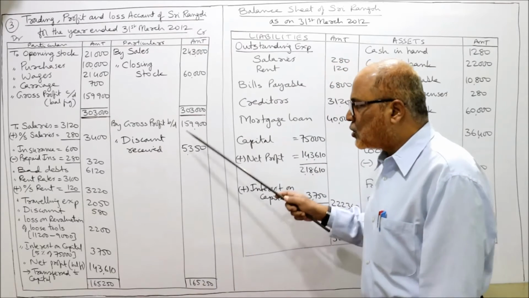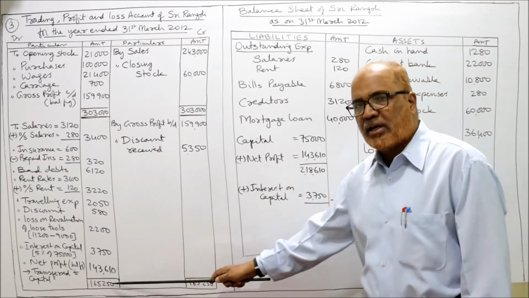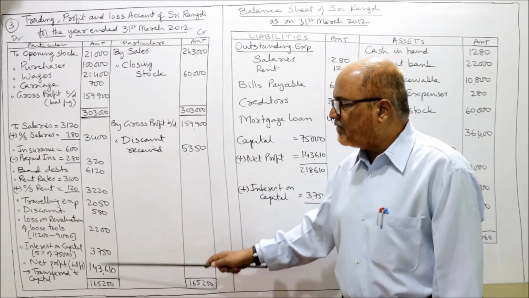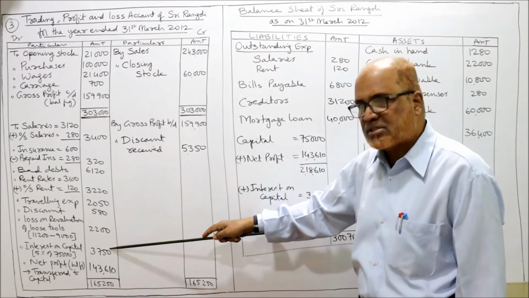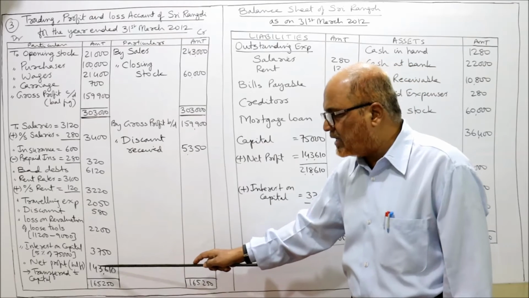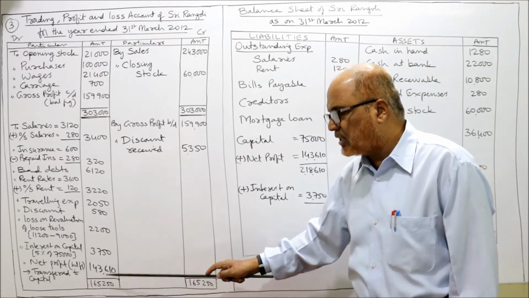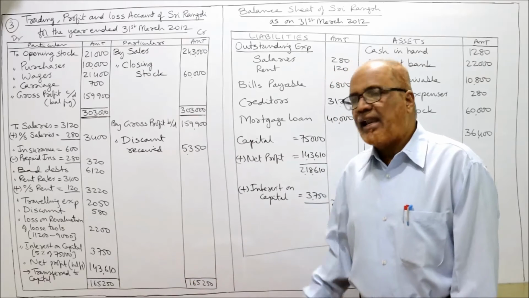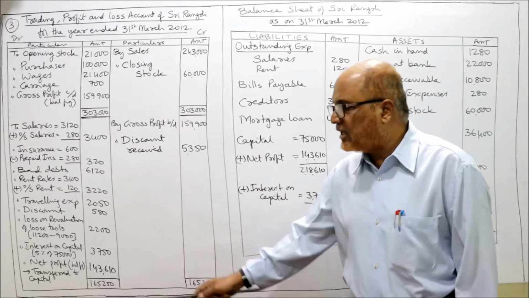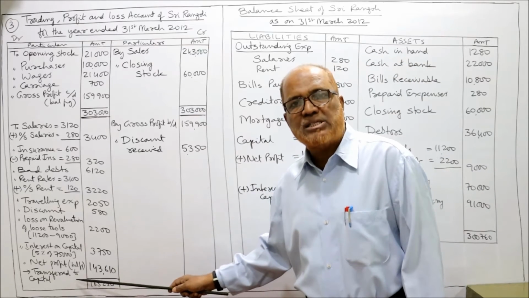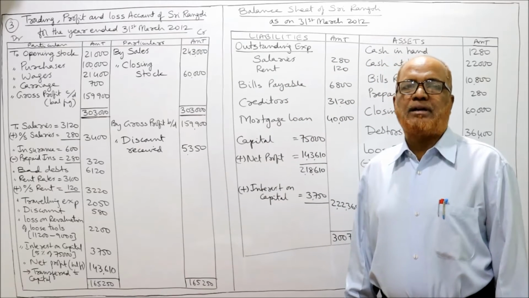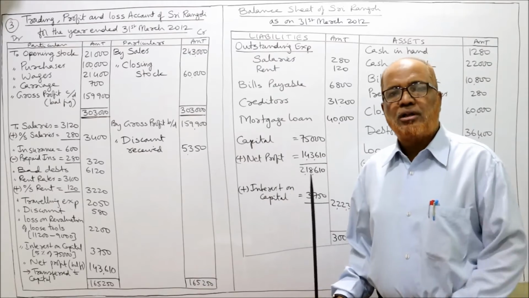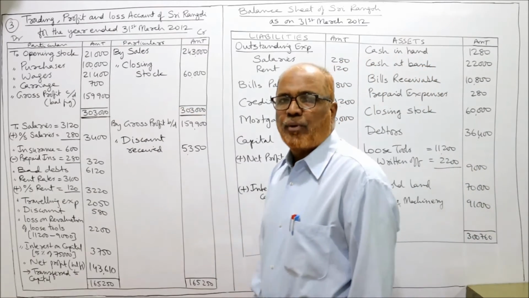That's all. Take the total of the credit side, 1,65,250. From 1,65,250 deduct all these debit items. So ultimately you will get the balancing figure 1,43,610. This 1,43,610 is the net profit, the balancing figure, and this net profit will be added to capital in the balance sheet. That's all. So we have completed trading profit and loss account.